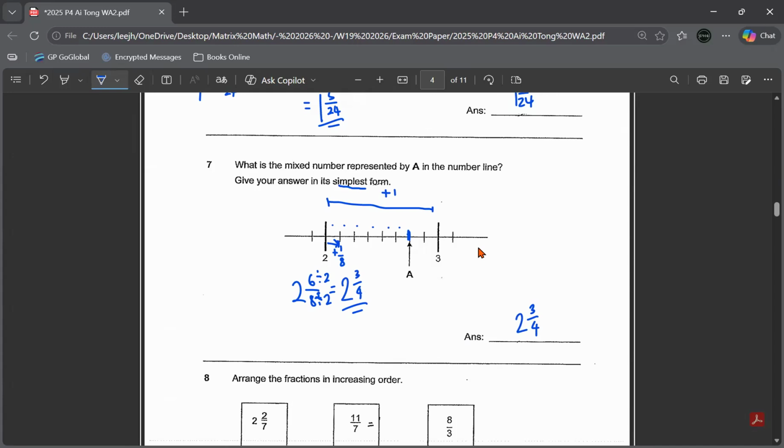Because this one is 2 wholes already, you plus another from here to here, which is 6 over 8. So 2 wholes plus 6 over 8, you get 2 wholes 6 over 8. And then after that, you simplify, you get 2 and 3 quarters.